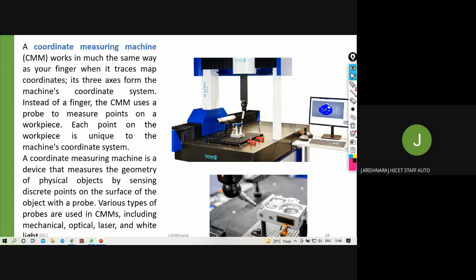If you select the node points, you can find out the dimensions or angles, whether the eyes are in a straight line or have some lower and upper offset. You can find everything with this coordinate measuring machine. Earlier it had probes, but nowadays there are more advanced mechanisms like optical, laser, or direct white light mechanisms, because probes take more time to register the node points.